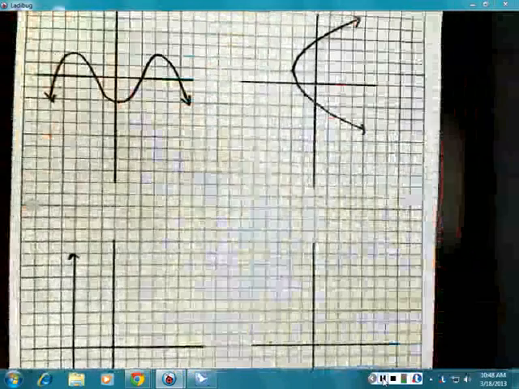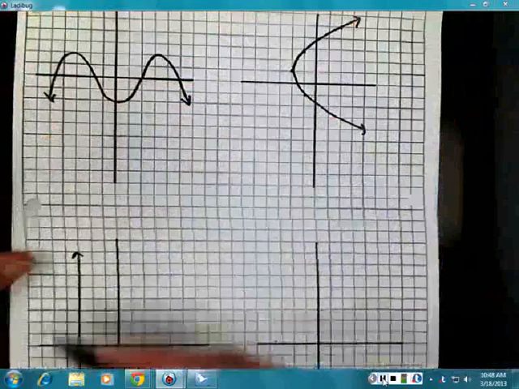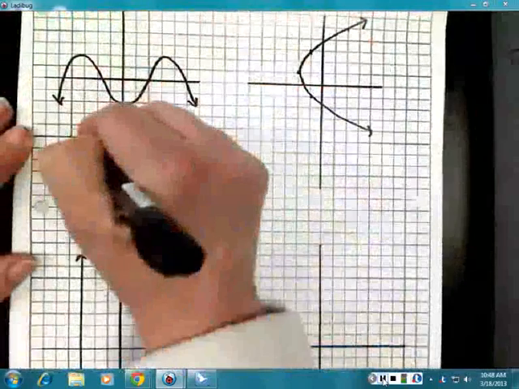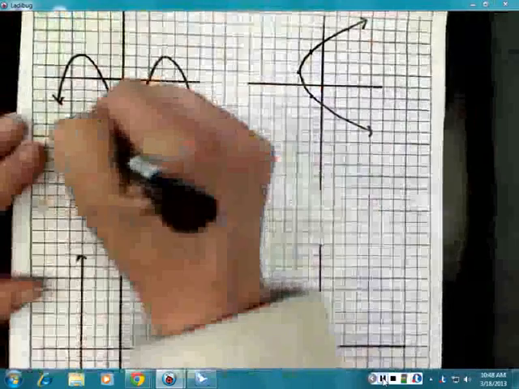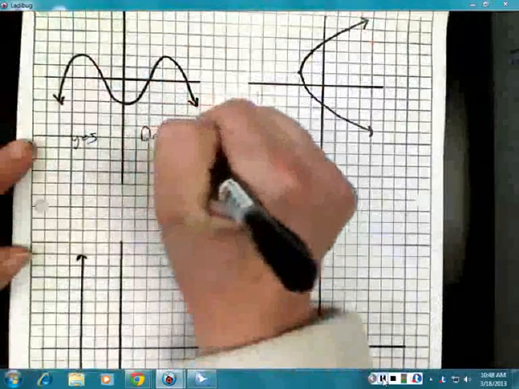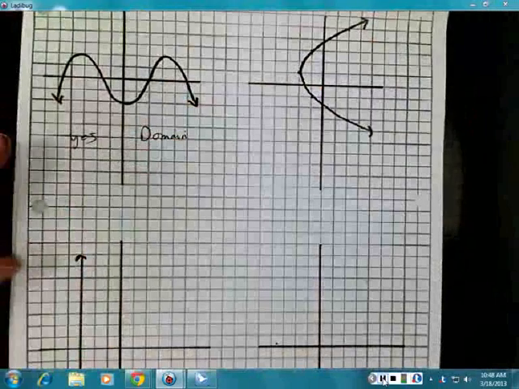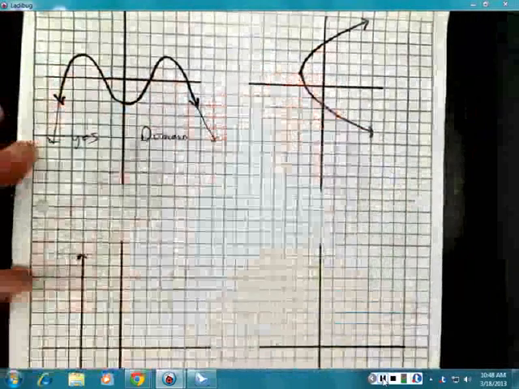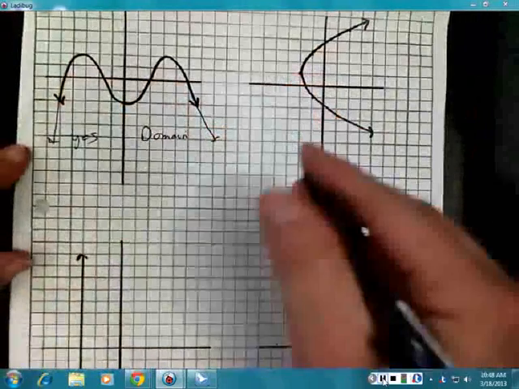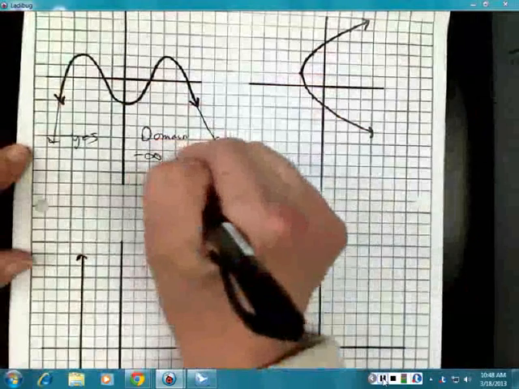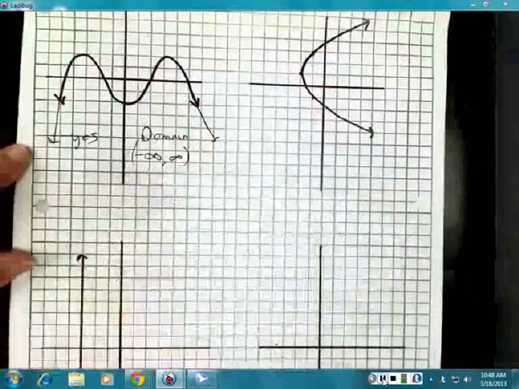Vertical line test. Is this a function? Yep. Okay, so it is a function. What's its domain? It means this goes on here and this goes on there. Yep, from negative infinity to positive infinity because it never ends. What about its range?